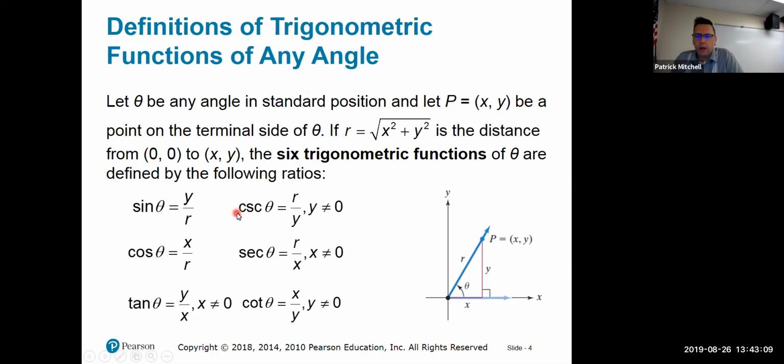And then the cosecant, the secant, and the cotangent are still the reciprocals of the sine, the cosine, and the tangent. Now, let me just point out that most of the time, this distance r will not be given. They will not come right out and tell you what this distance is, so you have to figure it out using the Pythagorean theorem.